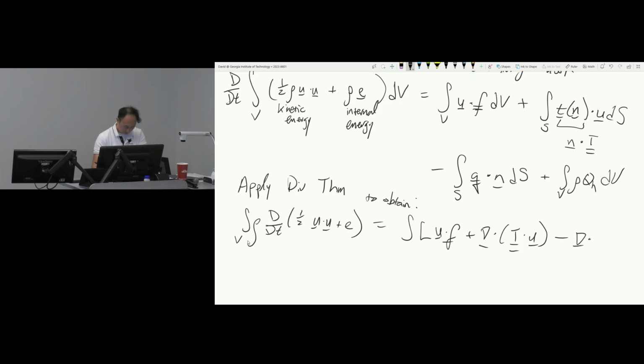All right. Same with del dot q. We use the divergence theorem, and then plus rho q_h dV. All right. So basically, I'm not going to mess it up, but you see there are two terms that became divergence. Those are clearly from the divergence theorem. Okay.